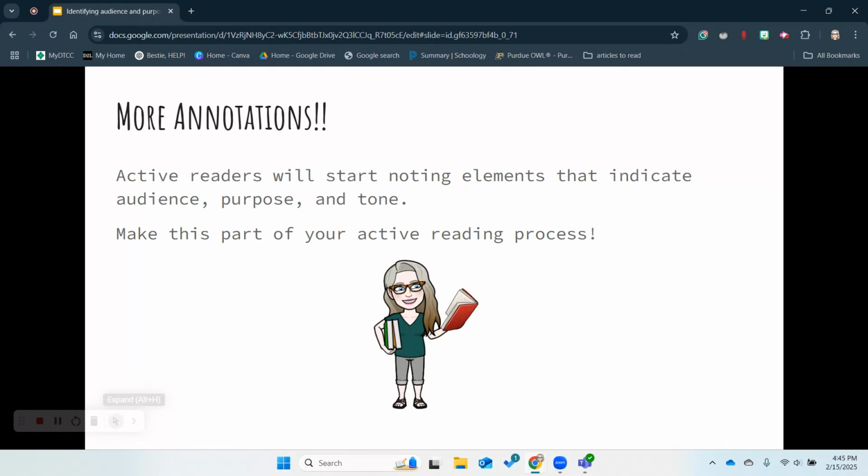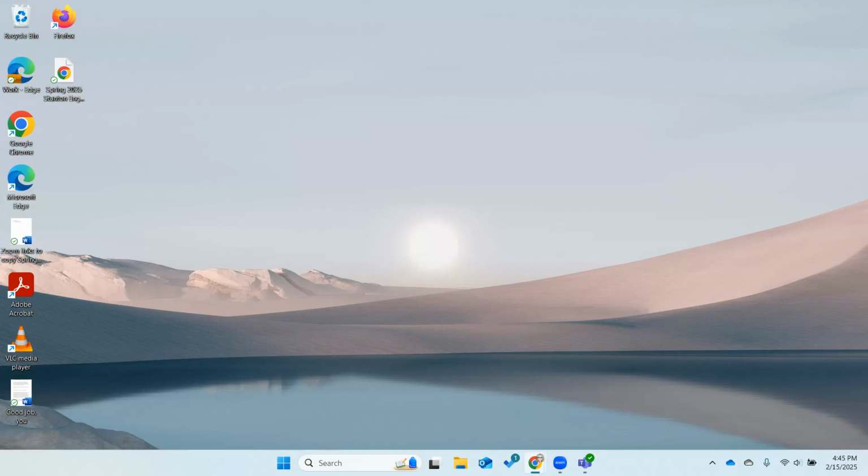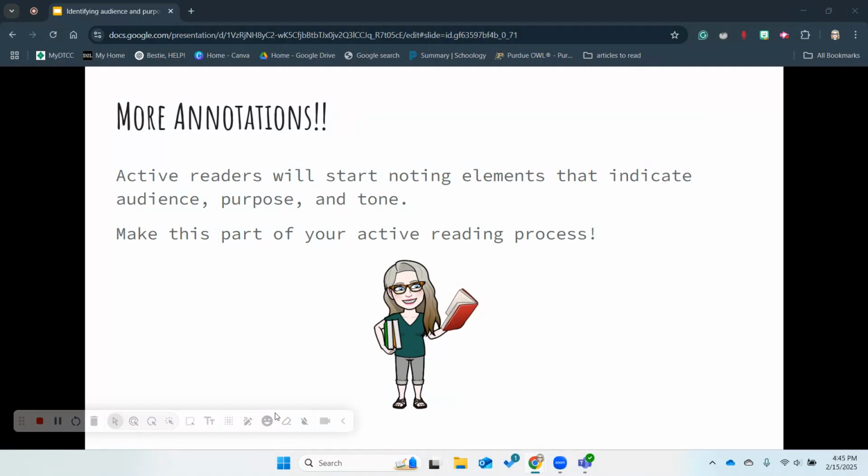Let me show you again. We have that, where is it? Oh, I lost it. I have too many tabs open. The worksheet that's supposed to help you. Is this it? No. I'm going to pause for a moment. Okay, I found the worksheet.